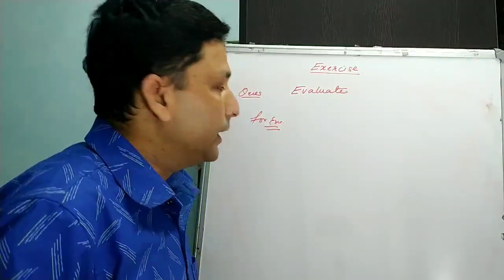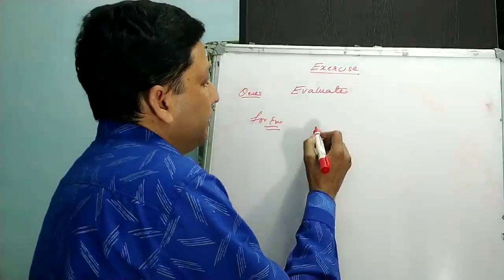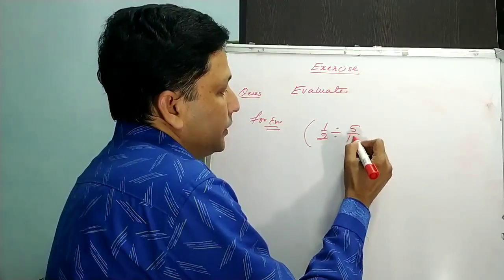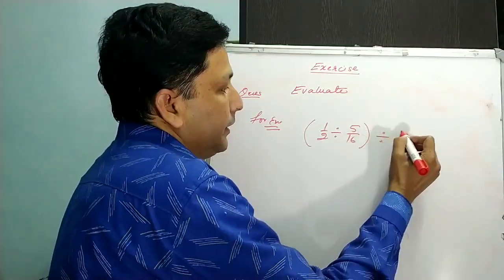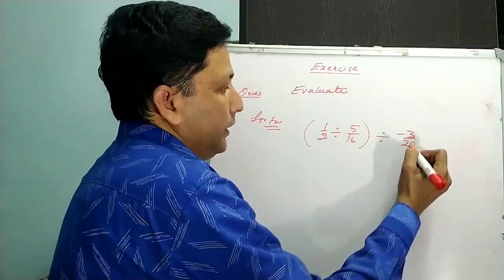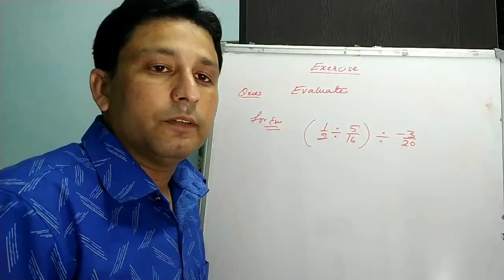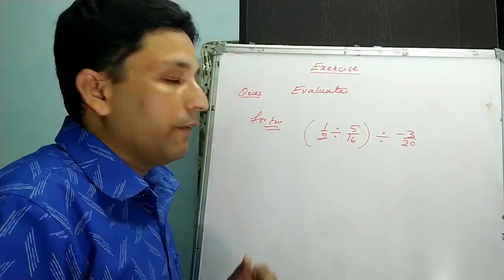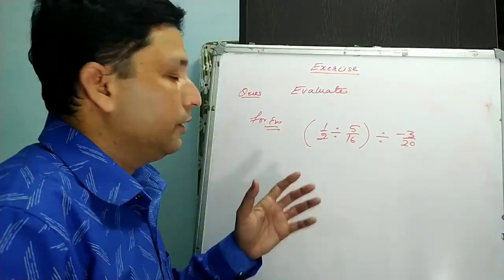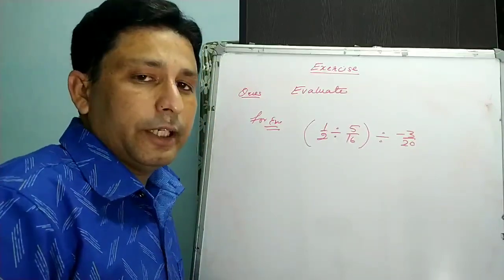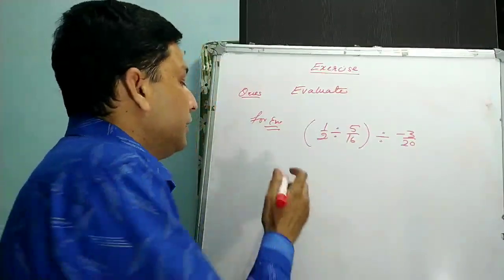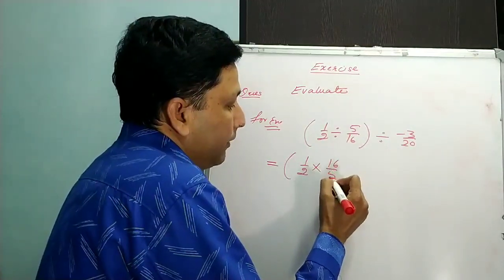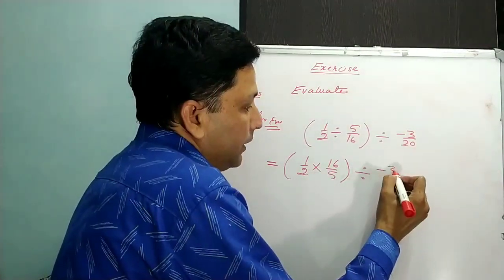Now moving on, next question, that is evaluate. Let's take an example. In bracket 1 upon 2 divided by 5 upon 16, then bracket close, divided by minus 3 upon 20. Now according to the BODMAS rule, first of all we will solve the bracket, and here you can see in the bracket there are two rational numbers along with the division sign. So first of all we will do the reciprocal. I have taught you right now about the division symbol. In the next step we will write 1 upon 2 into 16 upon 5, then divided by minus 3 upon 20.